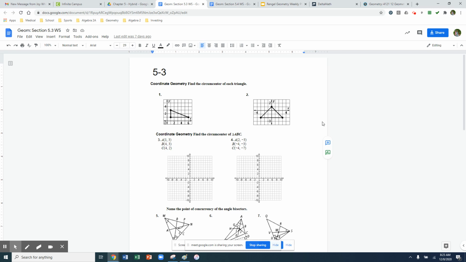Good to see you. So 5.3, are there any questions that we have on 5.3? You can just throw them into the chat, and we can take a look.